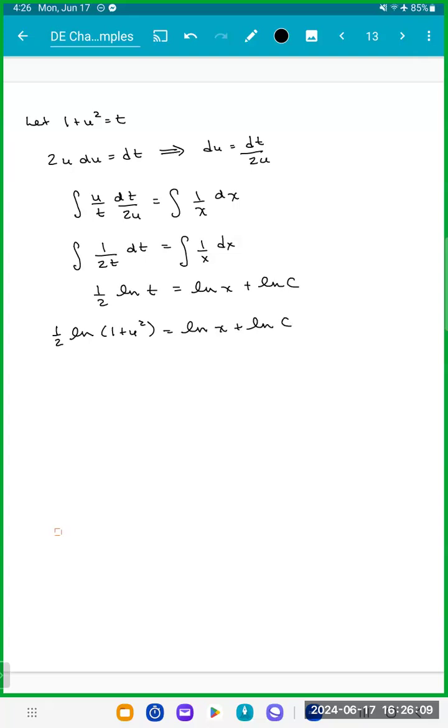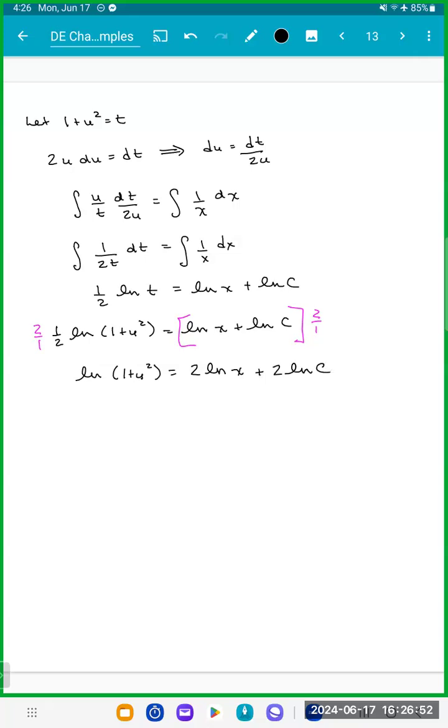Now let's move this 1/2 to the other side, right? So 2 over 1. We're going to multiply each of those by that, and that is to really just get, eventually dwindle down, getting rid of the ln's and such. So that's going to give us the ln of 1 plus u squared is equal to 2 ln of x plus 2 ln of c.